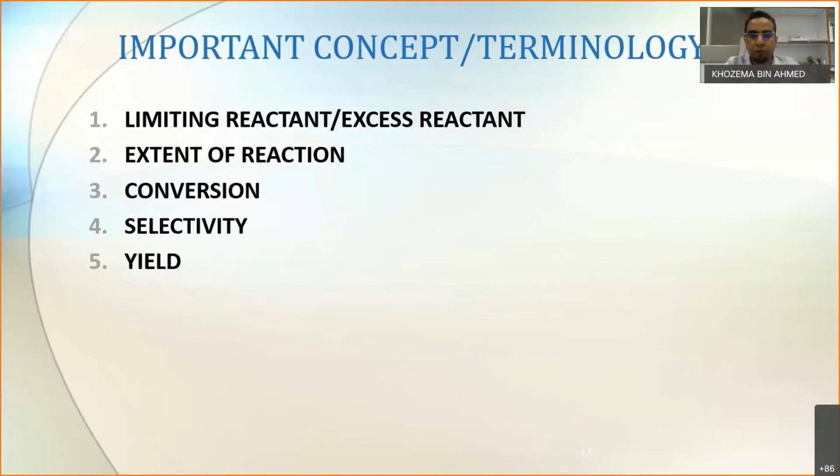So in order for us to do a mass balance on those kinds of systems, we have to understand these 5 important terminologies and concepts first. The first one is limiting reactant and excess reactant. The second one is extent of reaction. The third one is conversion. The fourth one is selectivity, and the fifth one is yield. All these terms are important for us to understand so that we will be able to solve the material balance for a reactive system.